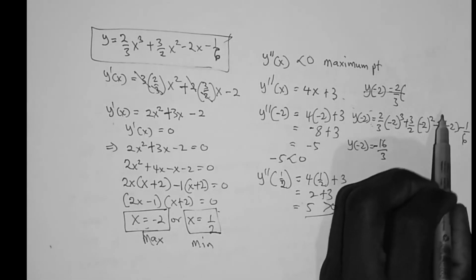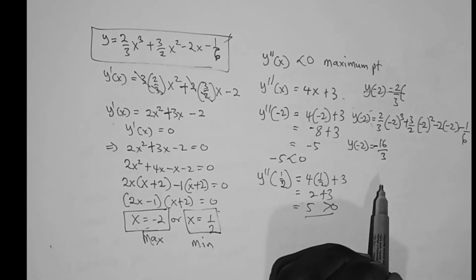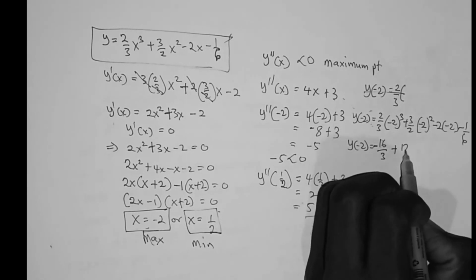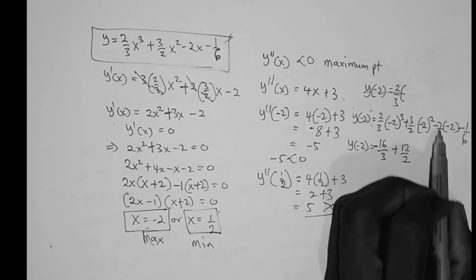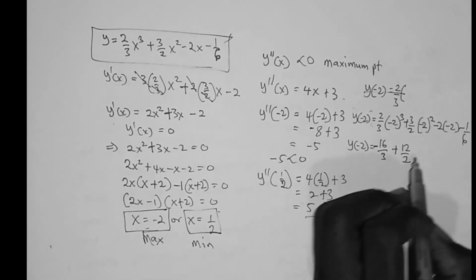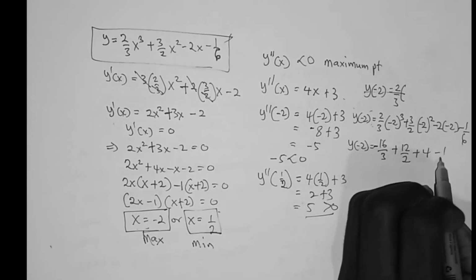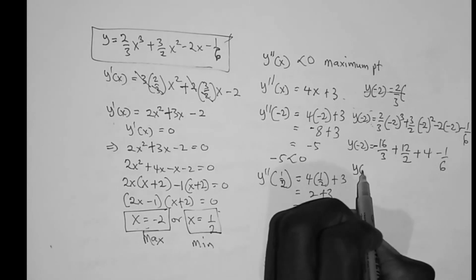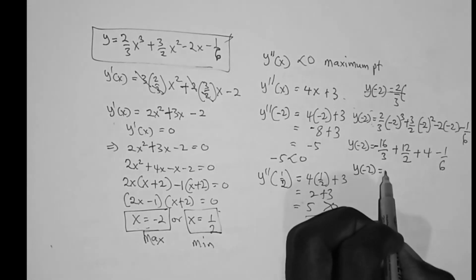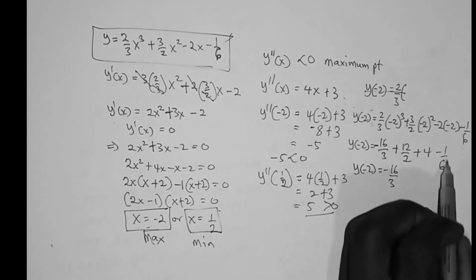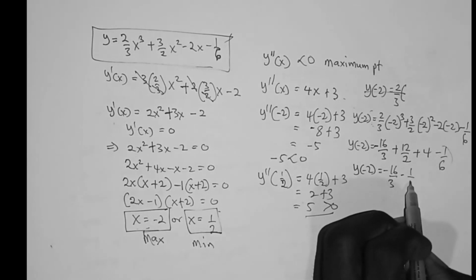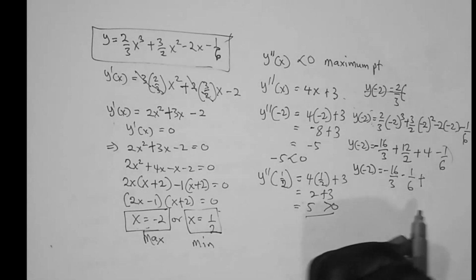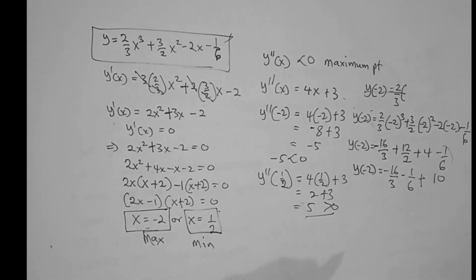The minus 2 squared is 4. 4 times 3 is 12. So this is plus 12 over 2. The minus 2 times minus 2 is plus 4. Minus 1 over 6. So y of minus 2 is equal to minus 16 over 3 minus 1 over 6. Then plus 12 divided by 2 is 6. 6 plus 4 is 10. So this is plus 10.